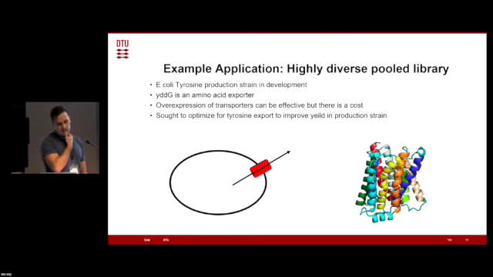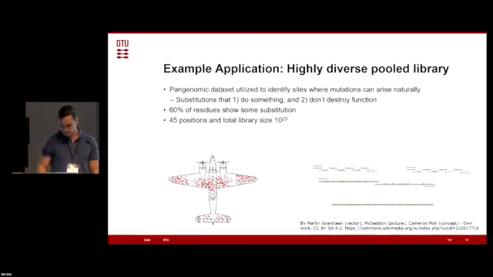So in E. coli, YddG is an amino acid exporter. And so the project was to optimize this for tyrosine export and see if we could both speed up tyrosine export and do tyrosine over the other aromatic amino acids, because it'll do phenylalanine and tryptophan as well. And so we also have a nice AlphaFold structure now, so we can see what it looks like.